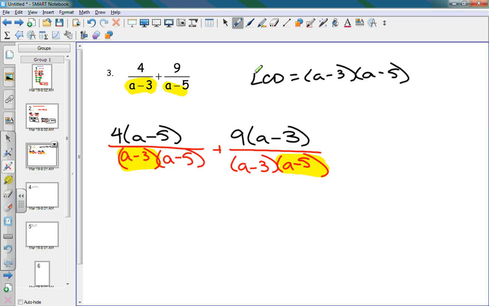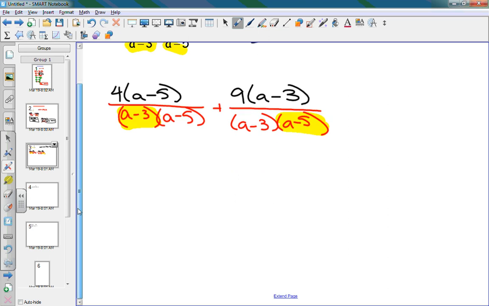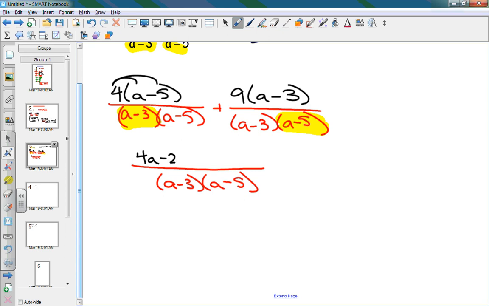Okay, now, they're engaged. What's after engaged? Get married. So now we have one house. We move in together. I have A minus 3 times A minus 5. I bring down his stuff. Is it okay if I distribute? That gives me 4A minus 20. I distribute over here. First up, 9A minus 27. Does everybody understand what I just did up there?